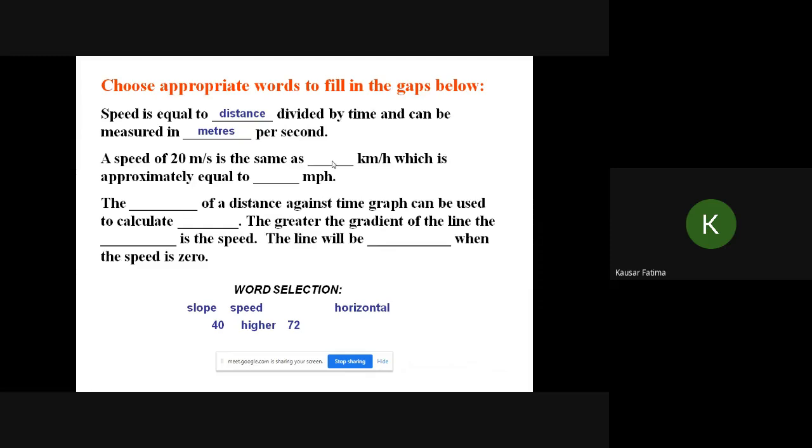You solve it first and fill in this. Okay. Of course, the number that comes is either 40 or 72 in this blank. 72. Okay, this part is not necessary to do. Miles per hour is usually not asked in your Cambridge examination. Now the slope of this graph: higher speed, greater gradient, higher speed.